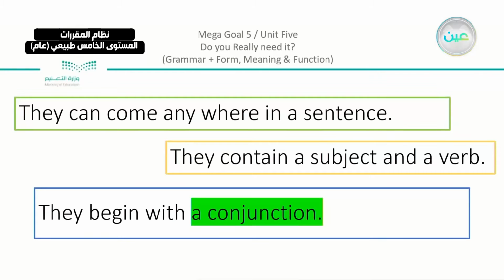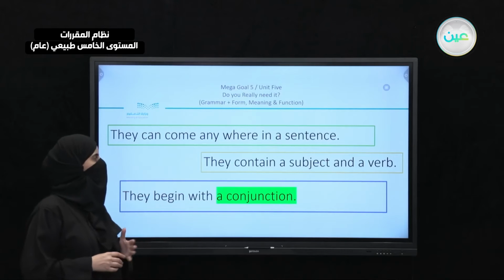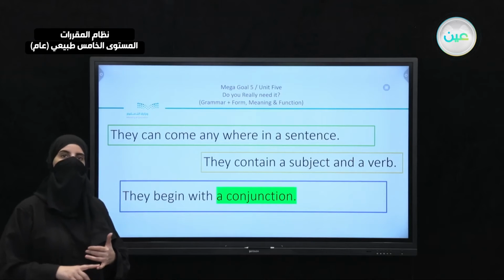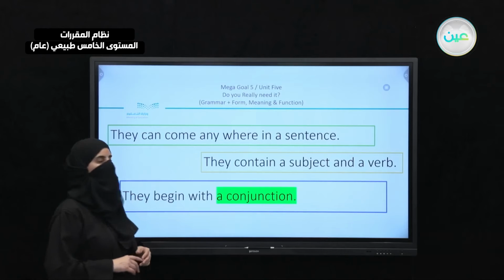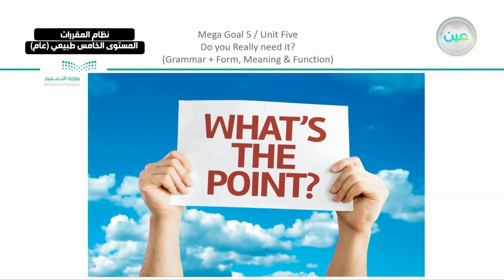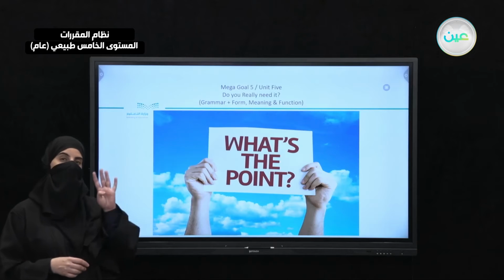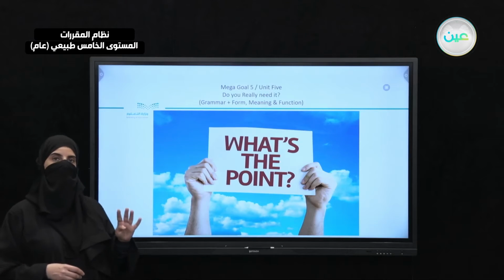Now, there is something else we said about the clauses. We said the adverb clause is actually a dependent clause. And the points that we have concerning the adverb clause, they can come anywhere in a sentence. So it can come in the beginning or in the middle. Also, they contain a subject and a verb. And we also said that they begin with a conjunction. Also, we have something else. What's the point? Why do we have adverb clauses? Do you remember that there were 4 parts concerning adverb clauses?